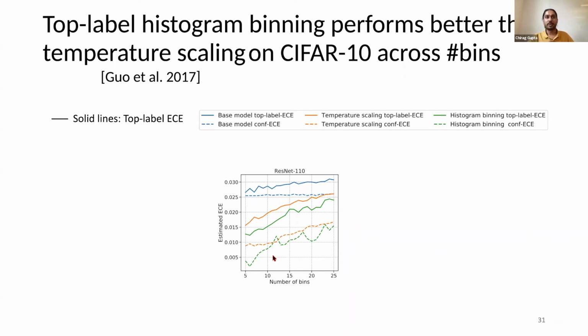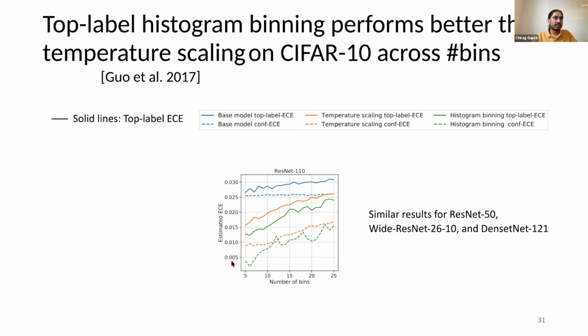So we're not going to be talking about these dashed lines a lot. So we have similar results. So this was on ResNet 110. So the pre-trained model was ResNet 110, but we have a bunch of results on other models as well.